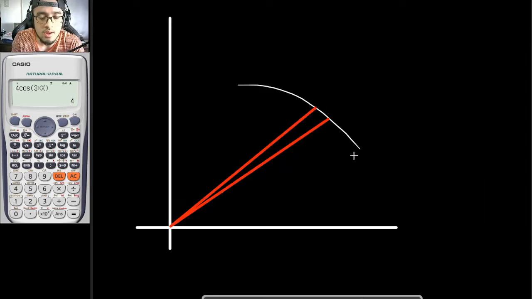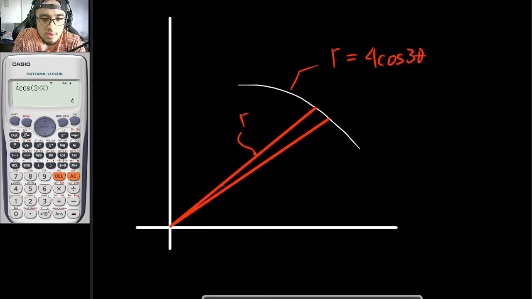So it would be this one right here. And this one, since this one right here is given by the function r equals 4 cosine 3 theta, this value right here is your value for r. And this angle right here is your differential angle.